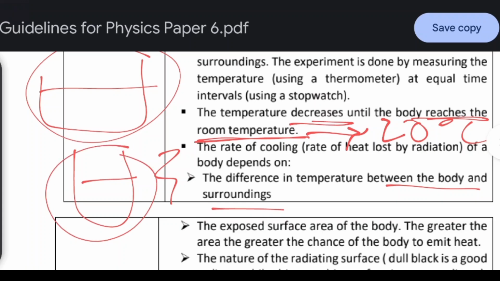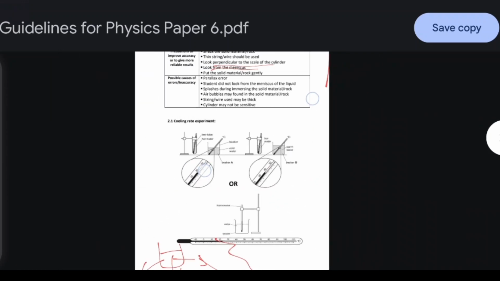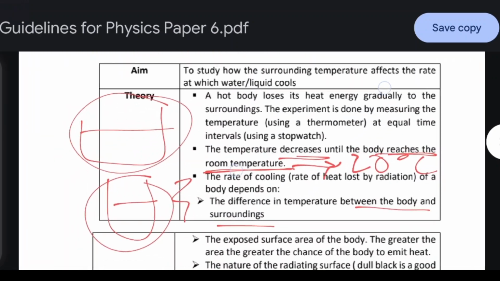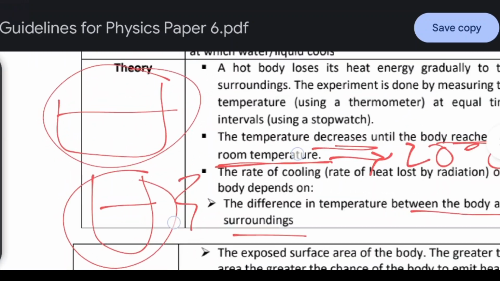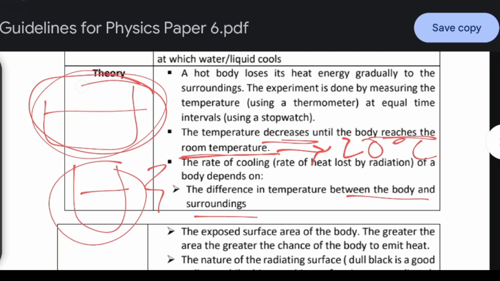Let me tell you, this is also a very commonly asked question based on this experiment. It's very commonly coming nowadays, so please make sure you do it well. So this one will cool down faster.